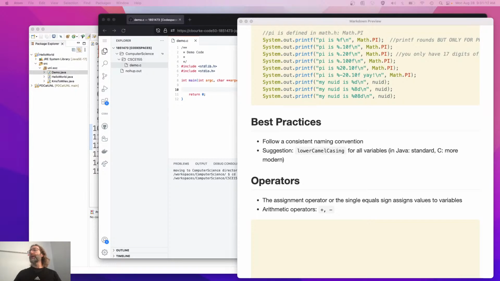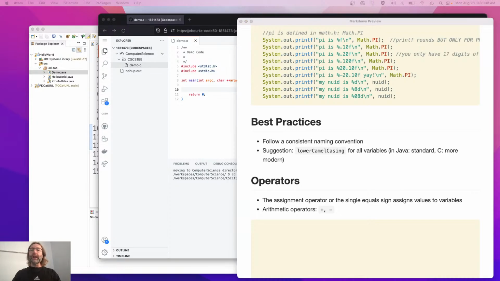Anyway, lower camel casing. Why is it called lower camel casing? Well, if a variable name is multiple words, it's all pushed together, no spaces, because you can't have spaces at all. But then the first letter of each subsequent word after the first one is uppercase. So it's got these humps, and that's why it's called camel casing. It's called lower camel casing because the first word is lowercase.